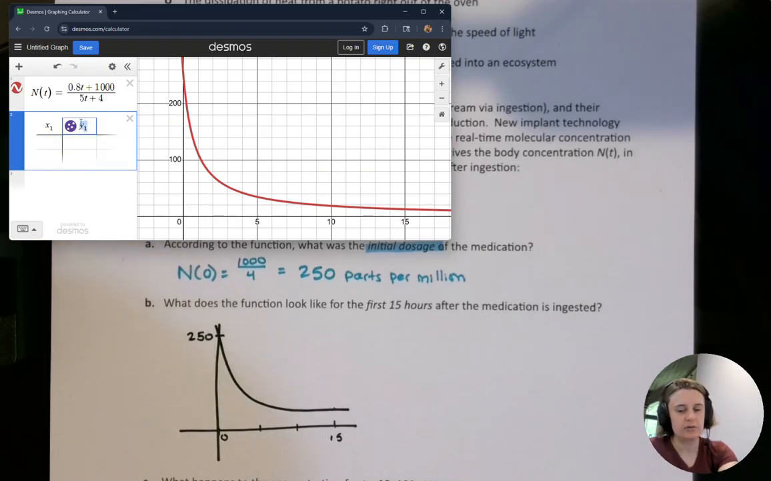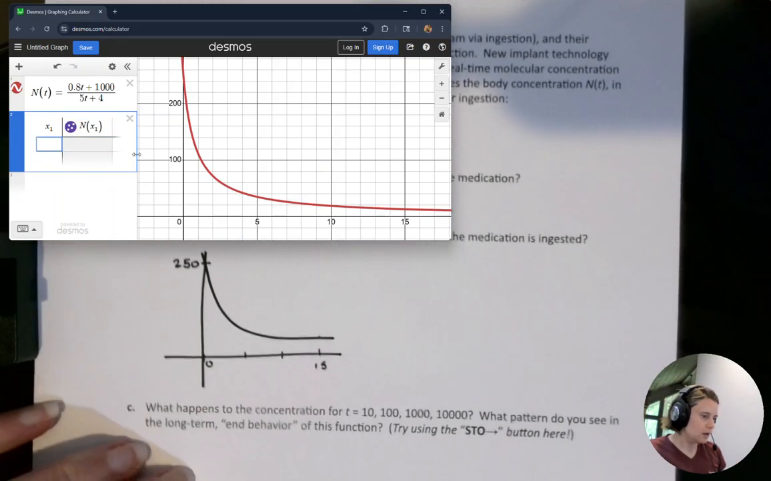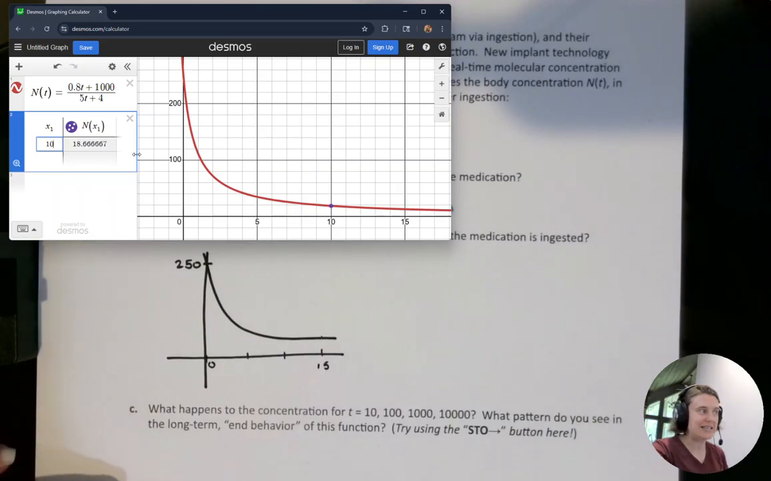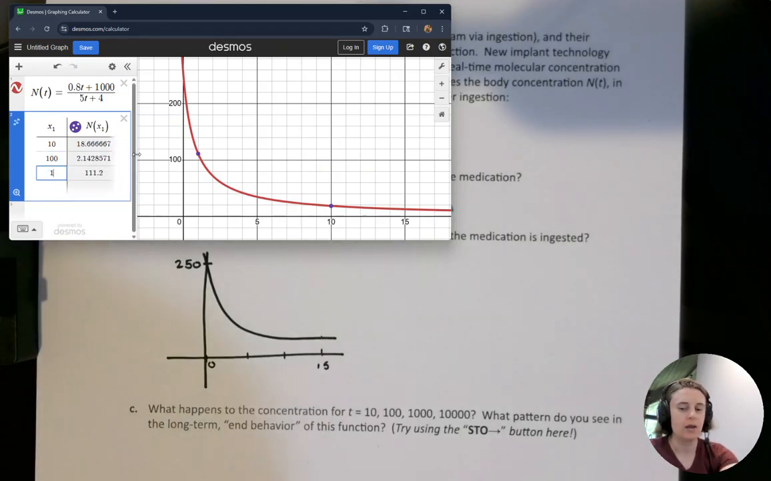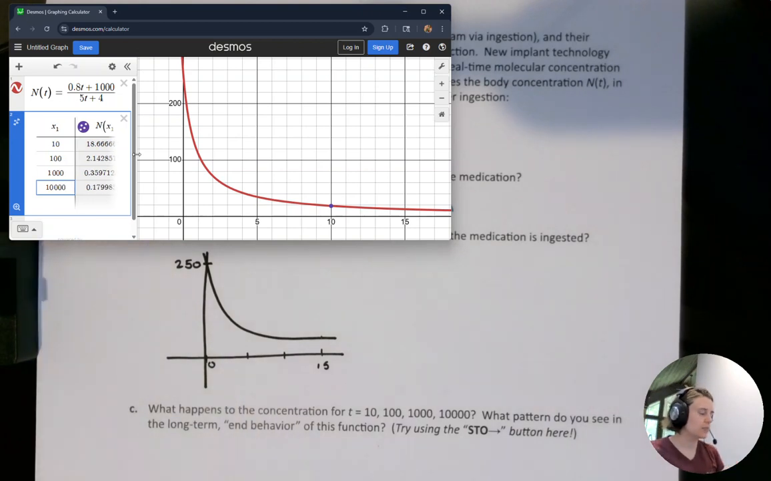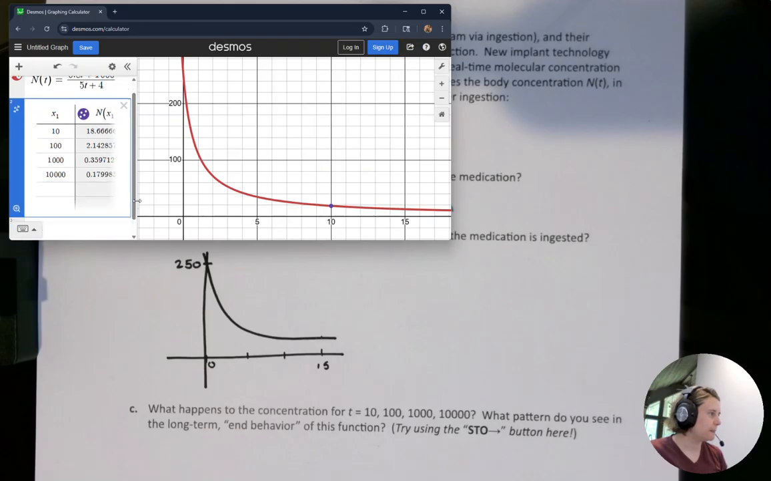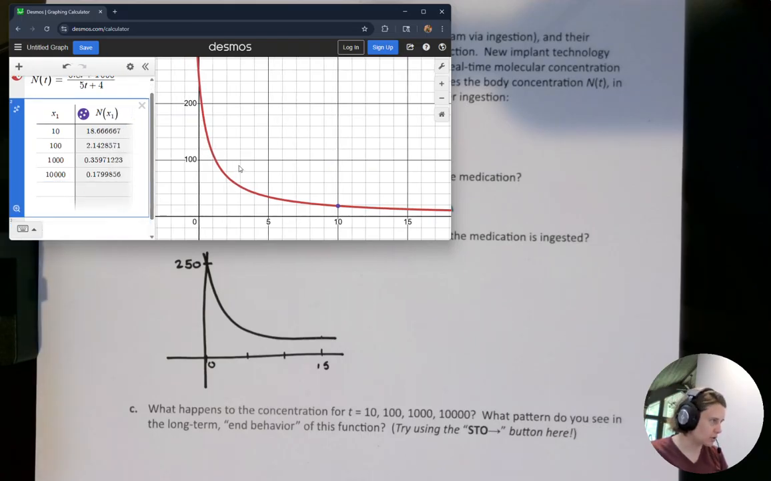And I'm going to use the function n. We're going to input some values into x1 to plug into our function. So let's start by plugging in 10, and just go ahead and keep plugging them in. We want to plug in 100, then 1,000, then 10,000. So what we're getting a sense for here is what the output values are approaching.